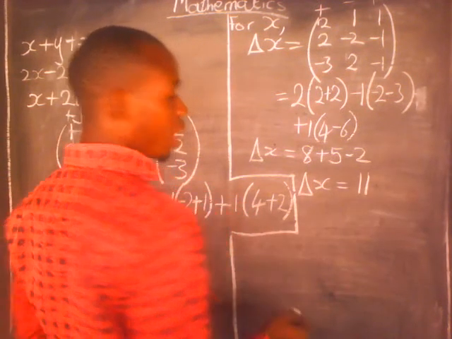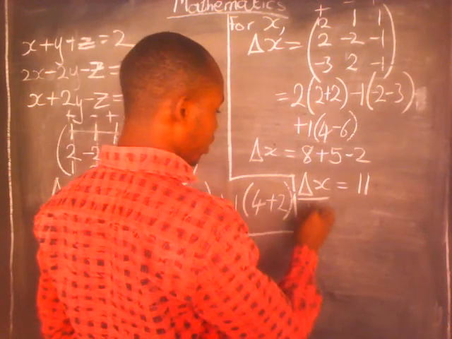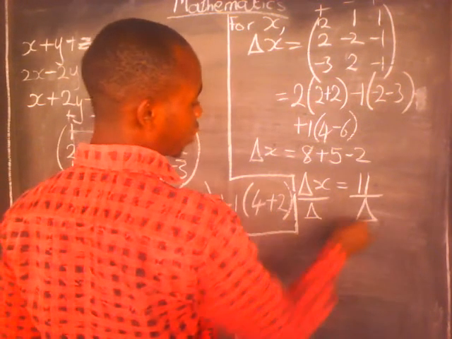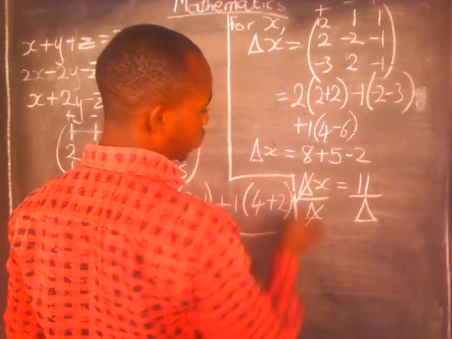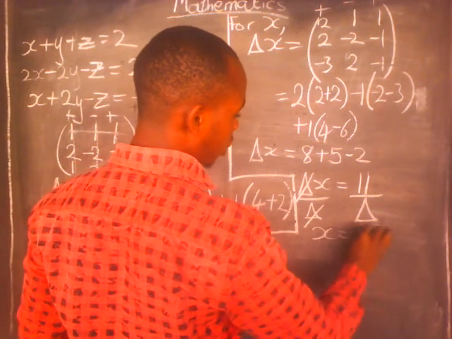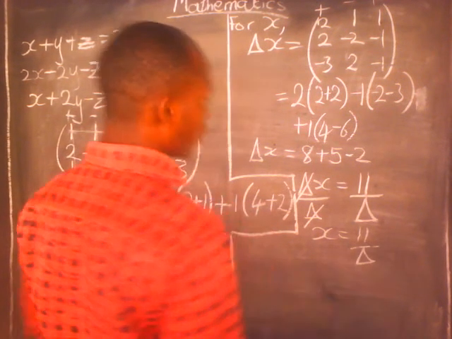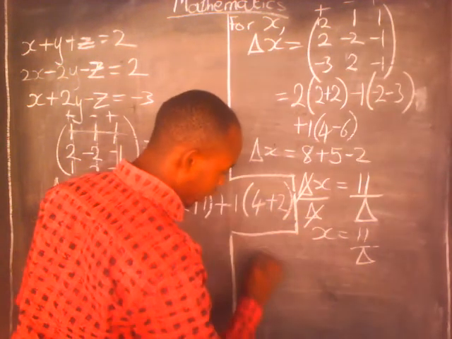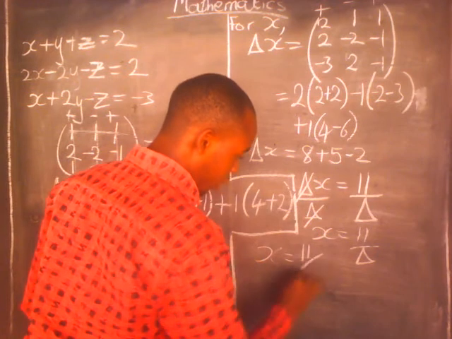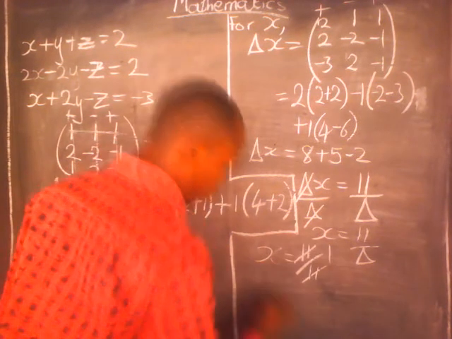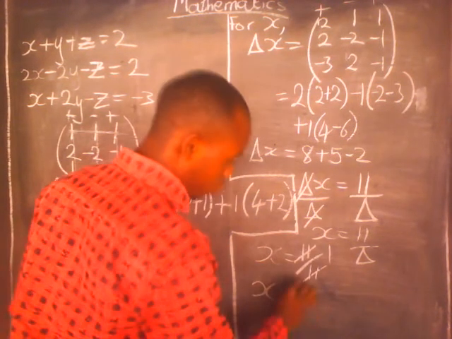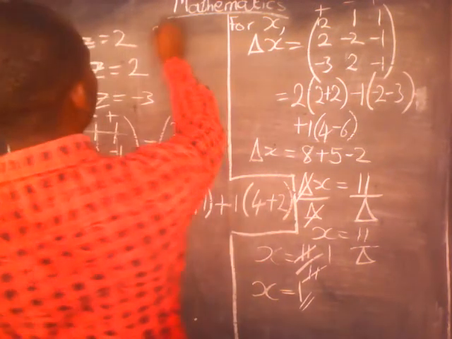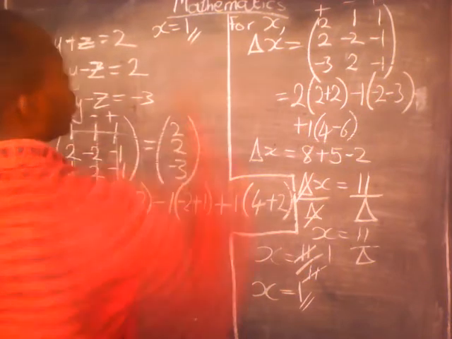11. My value for x will be gotten if I divide both sides by what? The determinant. If I divide both sides by the determinant, I'll be having that x is equal to what? 11 all over the determinant. What is my determinant? Over here I have that my determinant is what? 11. So I'll have that x is equal to 11 divided by what? 11, which ends up giving us what? 1. So x is equal to what? 1. That's our first value. I've gotten that x is equal to what? 1.